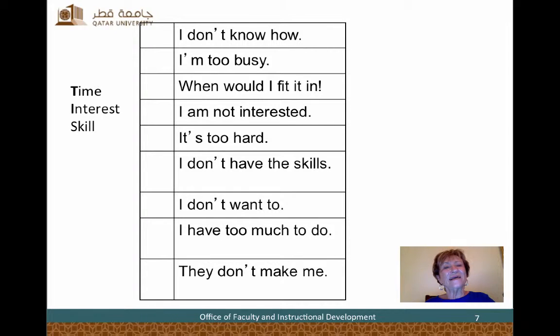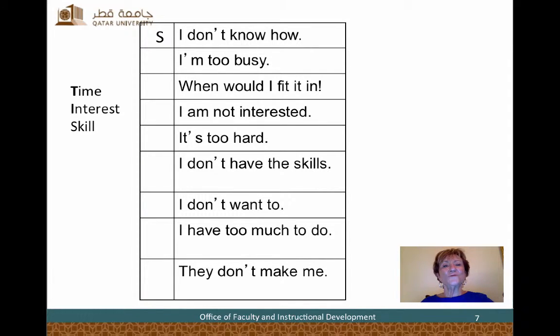In this particular set of data, I keep seeing time and interest and skill coming up. And so I'm going to use those as my codes. And then I'm going to go back through the data, and every time I see something that is about time or interest or skill, I'm going to mark it. I'm going to code it.